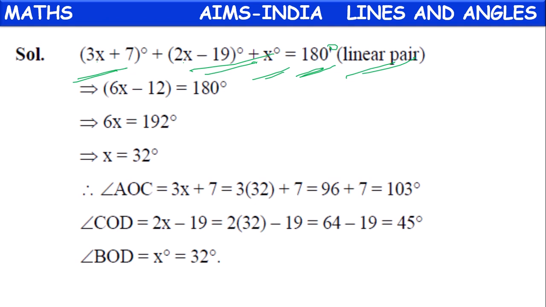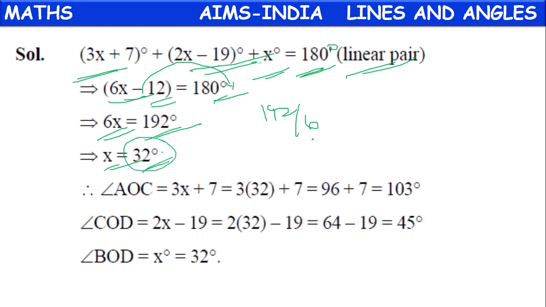So 3x plus 2x plus x, 6x. 7 minus 19, minus 12, equals 180. 6x equals 12 come this side, 180 plus 12, 192. x equals 192 by 6, which is equal to 32 degrees.